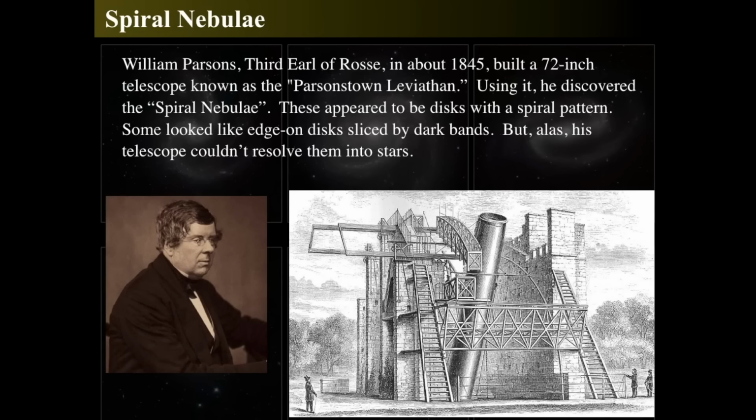And what was being discovered was William Parsons, the third Earl of Rosse. And in 1845, about 100 years later, he built a big telescope in Parsonstown. This was in the UK, Britain at this point. And he built this enormous telescope called the Parsonstown Leviathan. And he discovered these things called the spiral nebulae. Now, the spiral nebulae looked like disks, but they had some sort of spiral pattern. Some of them looked edge-on, with dark bands slicing through the middle, but he could not resolve any of them into stars.